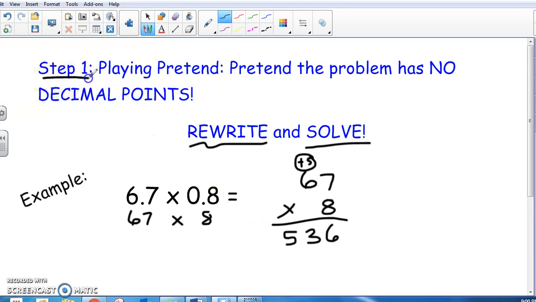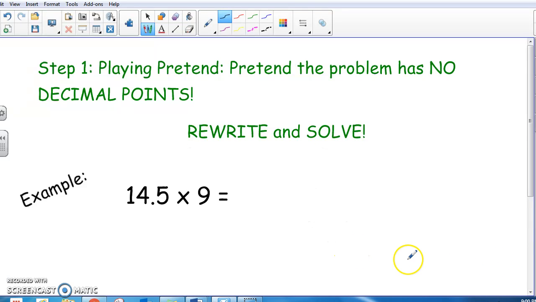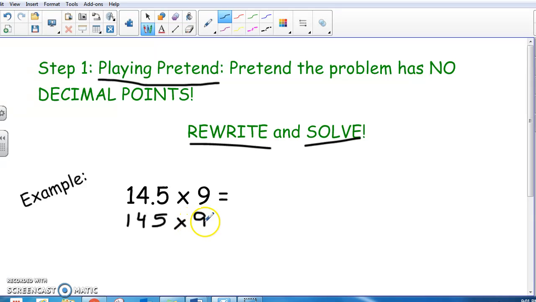So step one of multiplying decimal numbers is to play pretend. Pretend there's no decimal points in the numbers. Rewrite the problem and solve it like they're whole numbers. Let me give you a different example. Again, we're going to be multiplying decimals, and to do that, step one is to play pretend. Pretend the problem has no decimal points. We're going to rewrite and solve. So instead of 14 5/10, we're going to take that decimal point right out and pretend it says 145. And instead of 9, if I take a decimal point out, there is no decimal point, it is still 9. So we're actually going to pretend that this problem is 145 times 9.